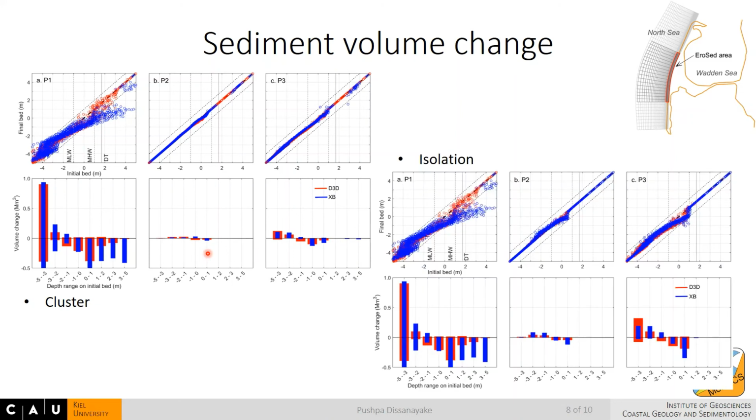Okay, similar figure for isolation. Here we can see based on the severity of each event, bed level changes and volume changes. In P2 we can now see some changes. In P3 we can see the maximum changes are within this 20% limit. Also with the volume change, we can see similar trend. In this class, higher accretion. When you go towards dune area, we can see XBeach resulted in higher erosion. Good.